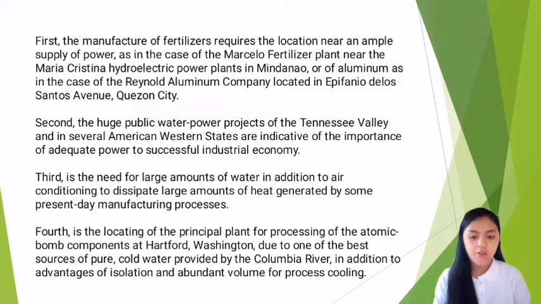Third is the need of large amounts of water in addition to air conditioning to dissipate large amounts of heat generated by some present-day manufacturing processes. And the fourth is the locating of the principal plant for processing of the atomic bomb components at Hanford, Washington, due to one of the best sources of pure cold water provided by the Columbia River, in addition to advantages of isolation and abundant volume for process cooling. All of these indicate the need for abundant sources of power and water by many kinds of industries.